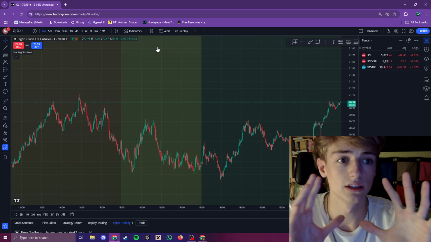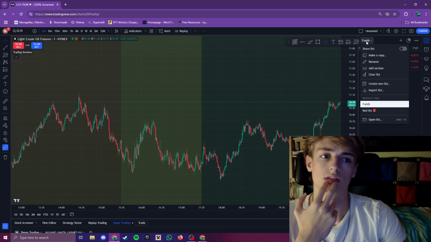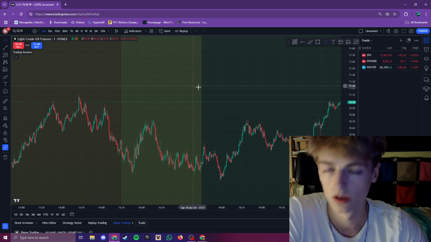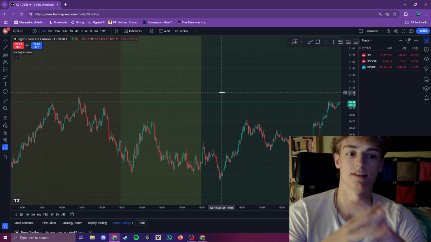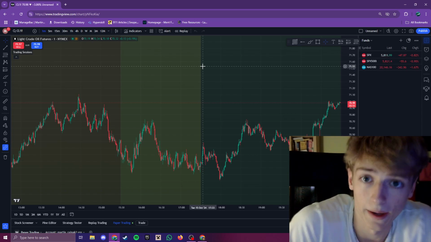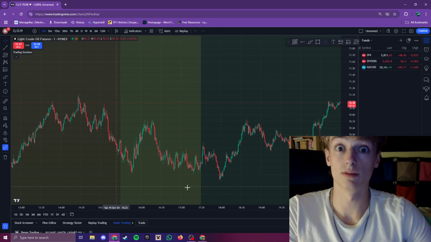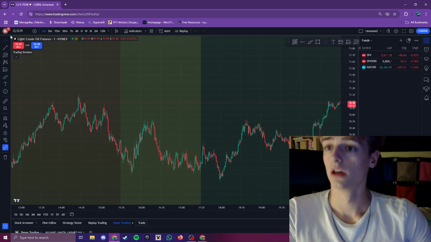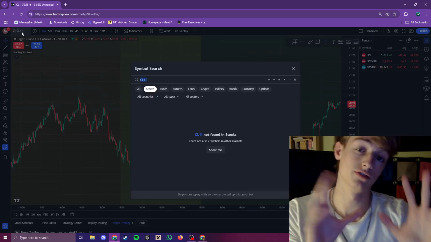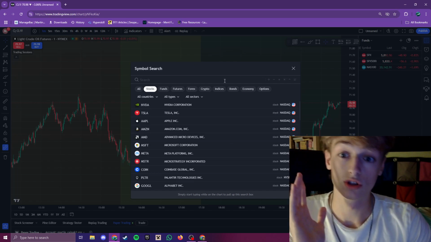Now you get a screen like this. Actually, your screen will probably not look like this. This side will look a bit different, but that's fine. I will teach you the basics of how to use TradingView. The top bar decides basically what you see on the bottom. This search bar is very important. It is where you choose what you are going to trade.